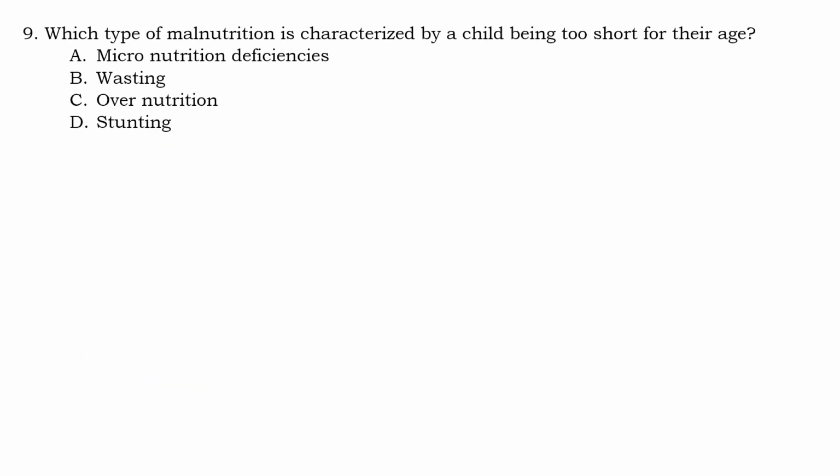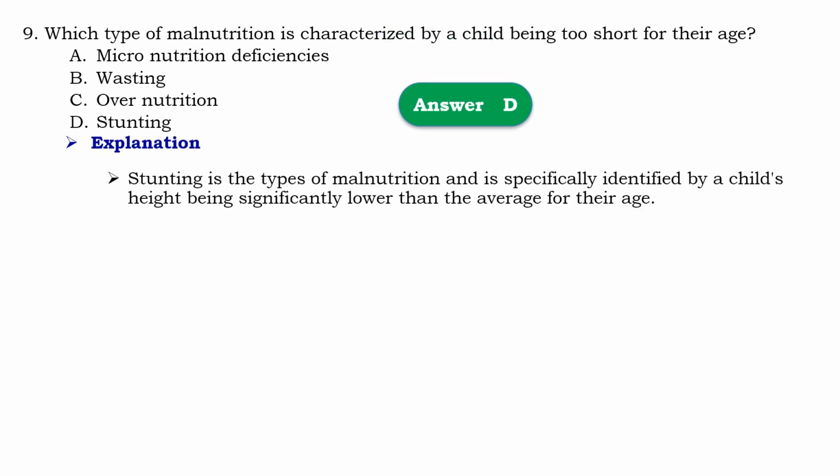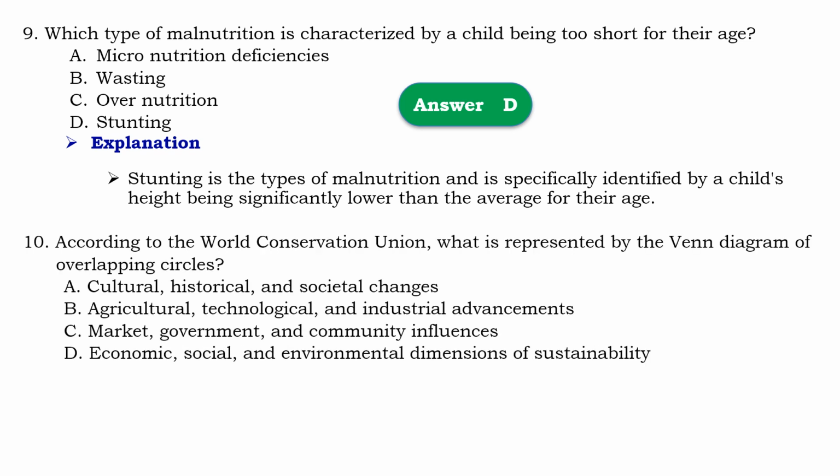Question number 9. Which type of malnutrition is characterized by a child being too short for their age? So that should be D, stunting. Means that stunting is a type of malnutrition and is specifically identified by a child's height being significantly lower than the average for their age.